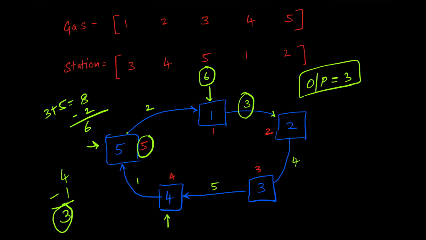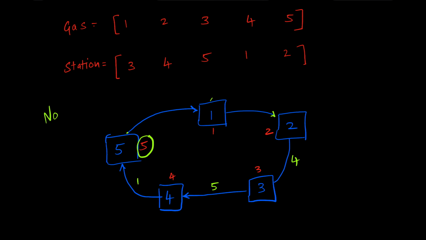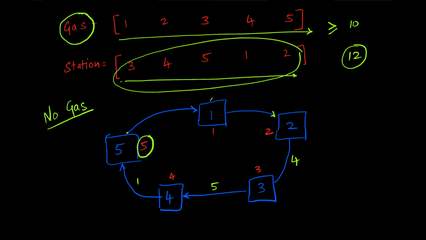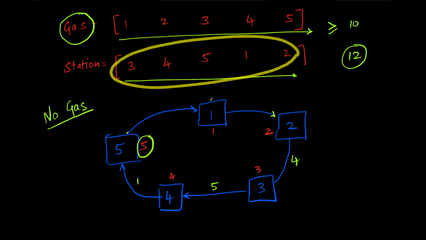I hope at a high level you got an idea of how this problem can be solved. Now let's work on building an algorithm around it. As we are starting with a car with no gas in the tank, we need to make sure that the amount of gas available across all gas stations is greater than or equal to the amount of gas needed to cover the circuit. Let's say we have a total amount of gas of 10 and we need 12 units to complete the circuit.